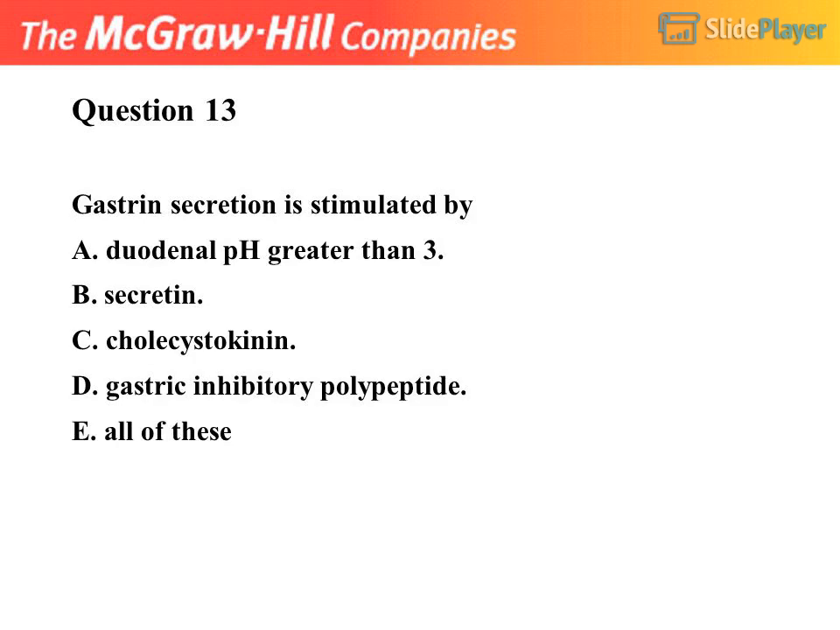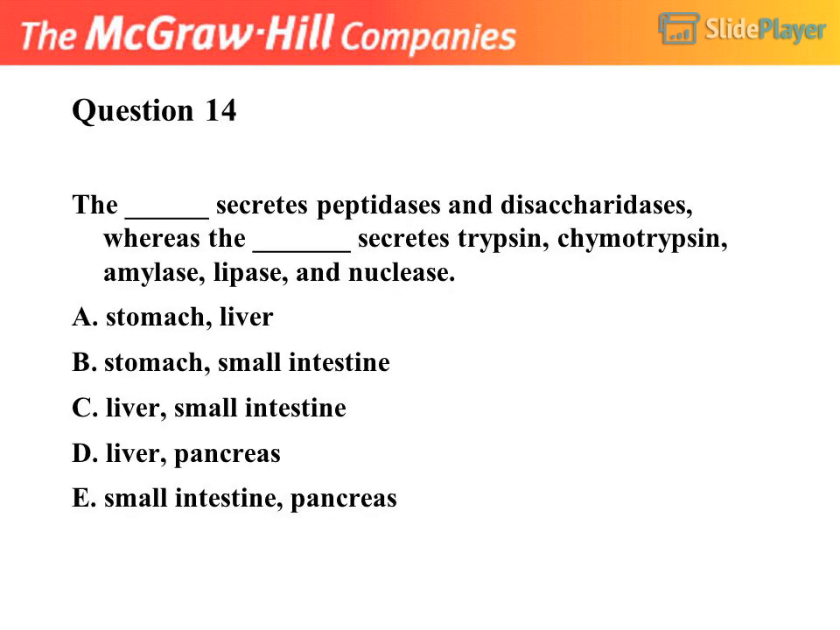Question 13. Gastrin secretion is stimulated by A. duodenal pH greater than 3, B. secretin, C. cholecystokinin, D. gastric inhibitory polypeptide, E. All of these.